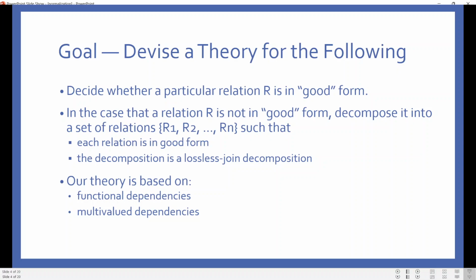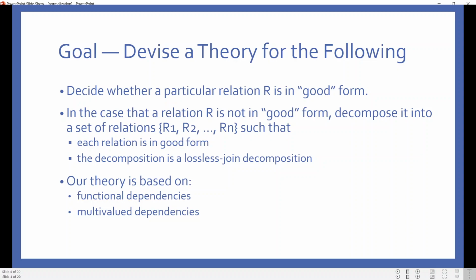The first step is that you have to decide whether the given relation is in a good form. Relation means table. If R is not in good form, that means we have to decompose it into smaller relations. Suppose R is a relation, then we can decompose R into a set of relations like R1, R2, etc., so that each of these smaller relations will be in good form.